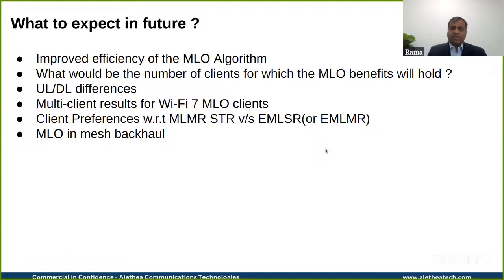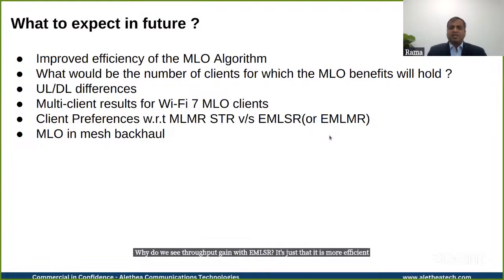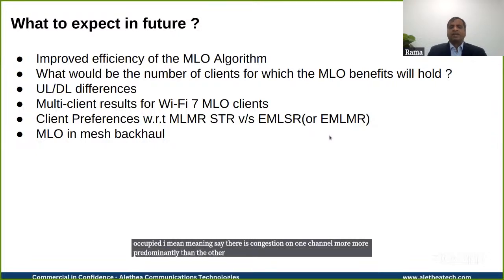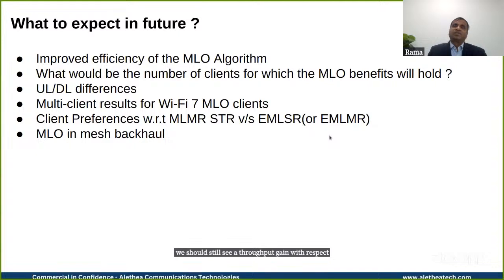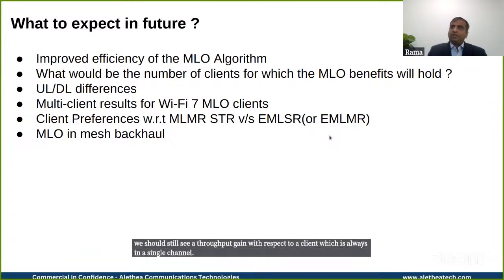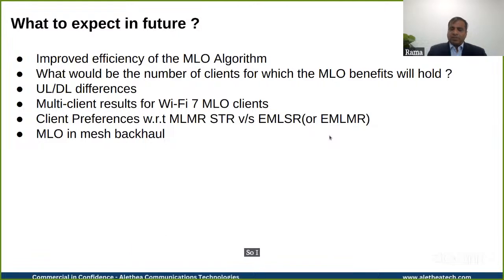Why do we see throughput gain with EMLSR? It's just that it is more efficient in switching the channel, and hence we should be able to see some gain, especially if both the channels are not occupied. Meaning, if there is congestion on one channel more predominantly than the other, we should still see a throughput gain with respect to a client which is always on a single channel. So I think it is possible, but as I showed in the results, with interference in both the channels, we see very marginal gain.